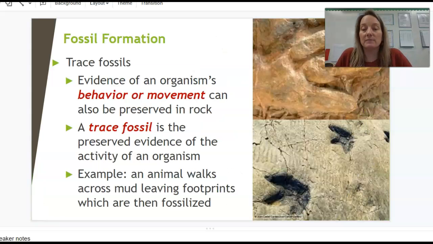All right, trace fossils. Footprints are trace fossils, okay? It's evidence of an organism's behavior or movement that can be preserved in rock. Footprints, okay, are good examples of trace fossils. Okay, you can see where an animal has been, where it goes. And the dirt, the mud that is left in these trace fossils becomes fossilized, and there you've got footprints.